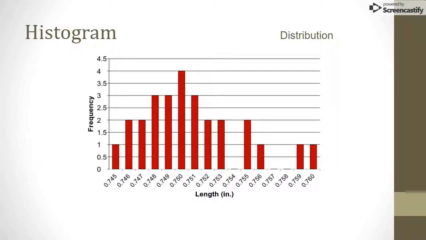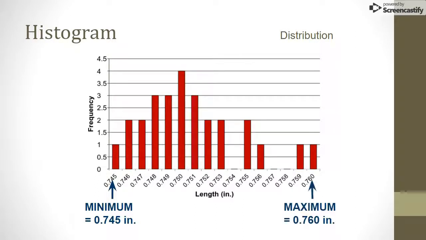This histogram represents the length of 27 nearly identical parts. The minimum measurement was 0.745 inches, and the maximum length measurement was 0.760 inches. Each data value between the minimum and maximum falls within one of the class intervals on the horizontal axis. The bars are drawn to show the number of parts that have a length within each class interval, the frequency of occurrence. For instance, of the 27 parts, 2 have a length of 0.746 inches. 4 have a measured length of 0.750 inches.